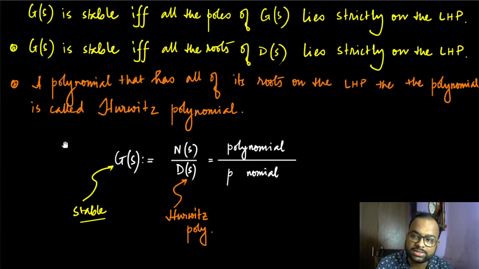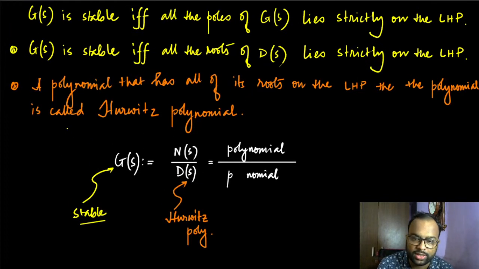And now we're putting out a terminology: if I have a polynomial that has all of its roots on the left half plane, then we call the polynomial a Hurwitz polynomial. So it has a special name. It's called a Hurwitz polynomial if all of its roots are on the left half plane, right? So that is something we do say.